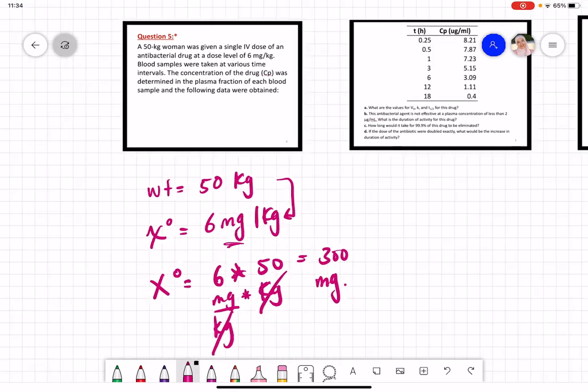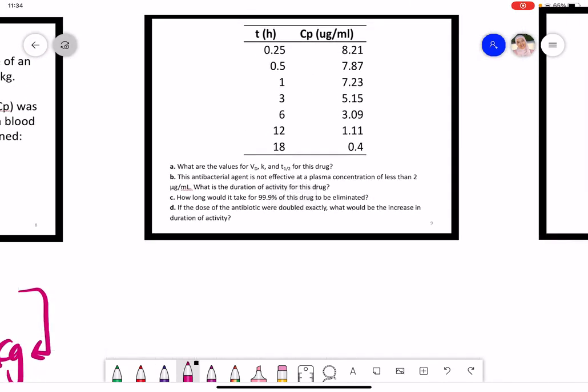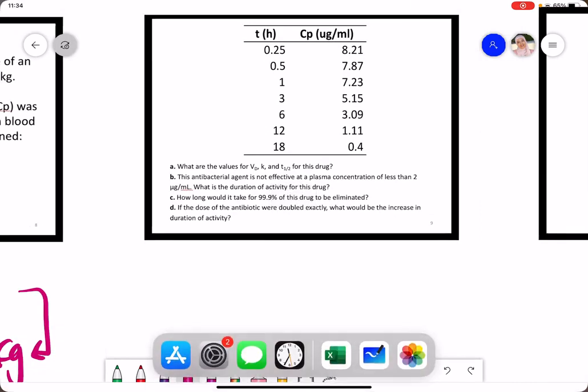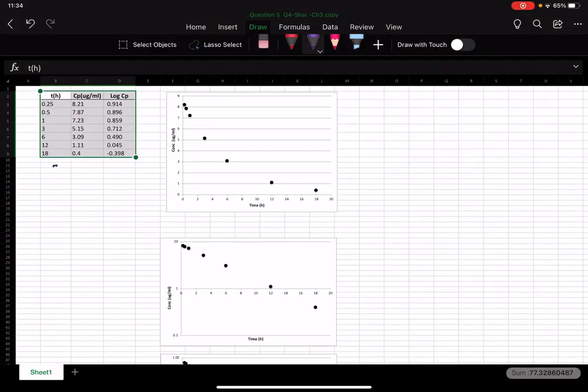Then the concentration of the drug in plasma, CB, was determined for each sample, and the following data were obtained. Here is the time in units of hours and concentration in units of microgram per milliliter. And again, as in question 4, you have the time in hours and the concentration in microgram per milliliter.